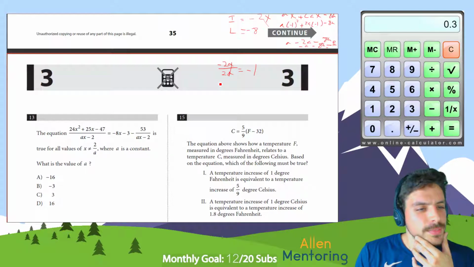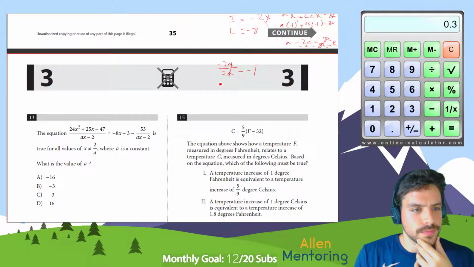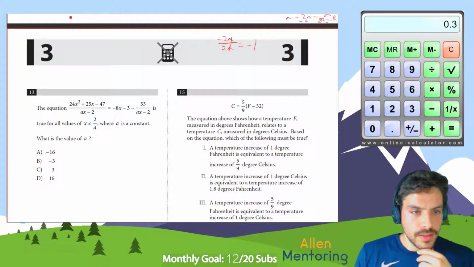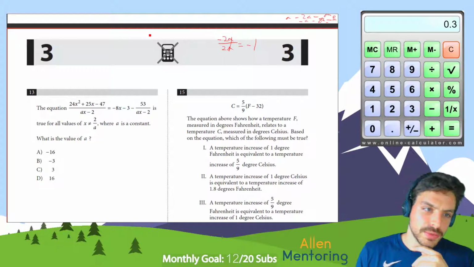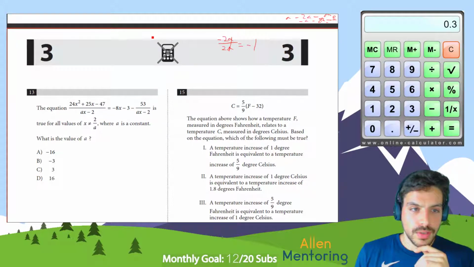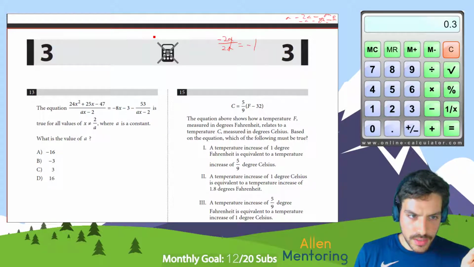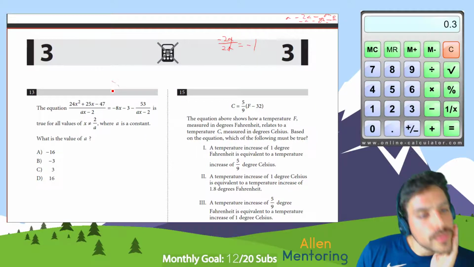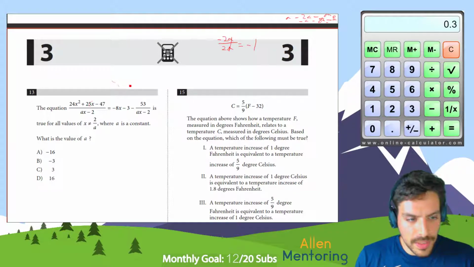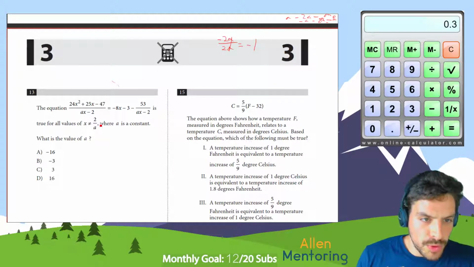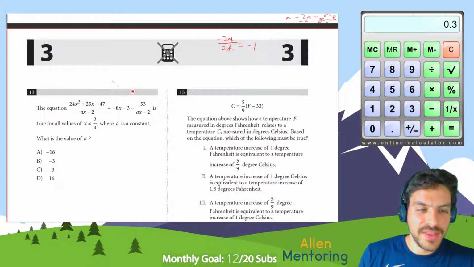All right, moving on. Number 13. Oops. The equation, this whole mess, is true for all values if x is not equal to 2a, where a is a constant. Whew, what is the value of a? Okay, so how do we solve these complex fraction, messy problems? Well, what you want to do is multiply everything by the least common denominator.